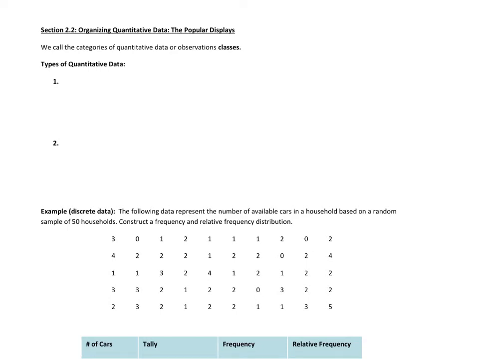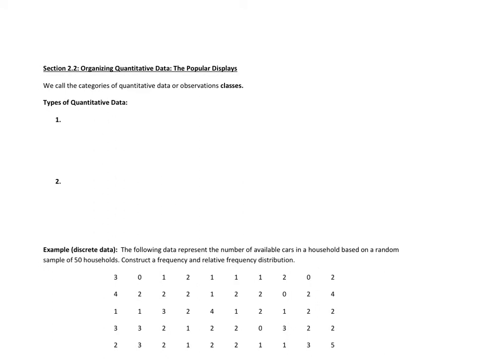All right, we're in section 2.2. We just organized our qualitative data, and now we're going to be organizing quantitative data. Remember, quantitative data has to do with numbers. So if you want to just write yourself a little note, quantitative means numbers, versus qualitative, which is a quality.